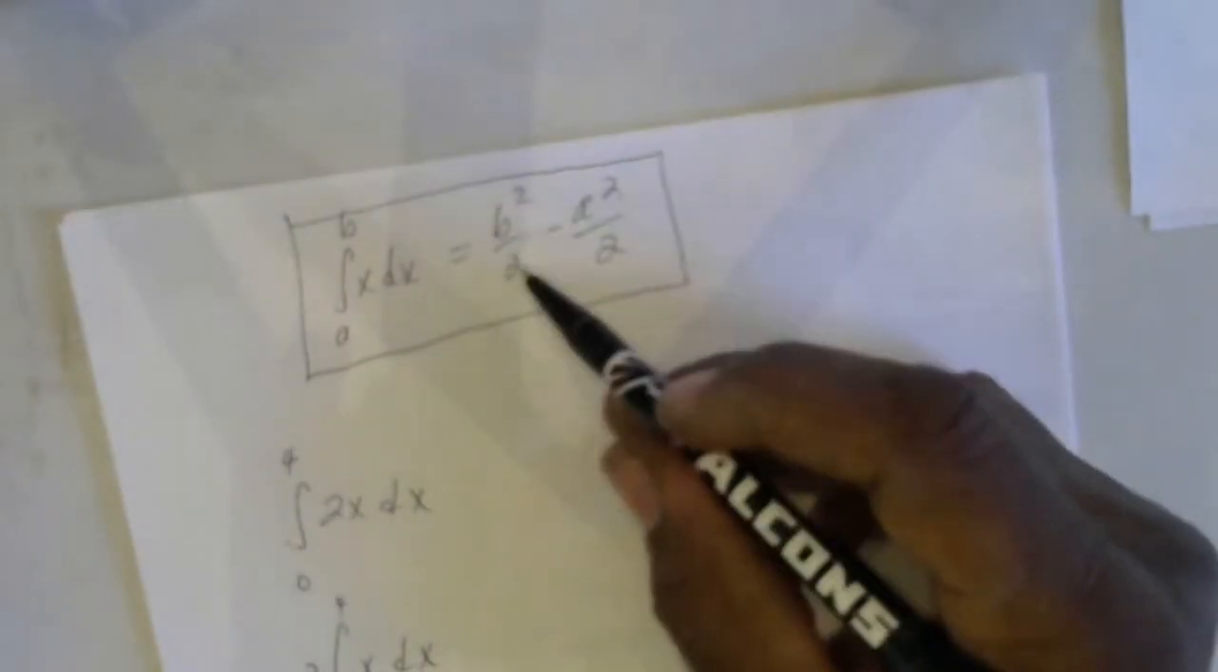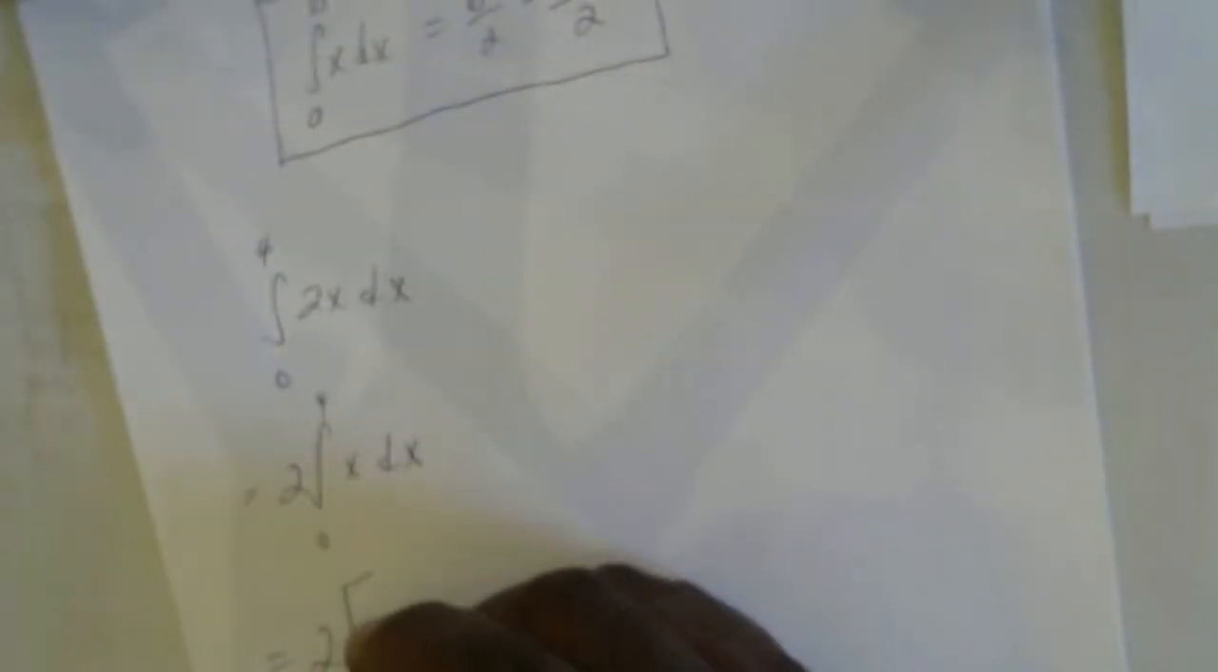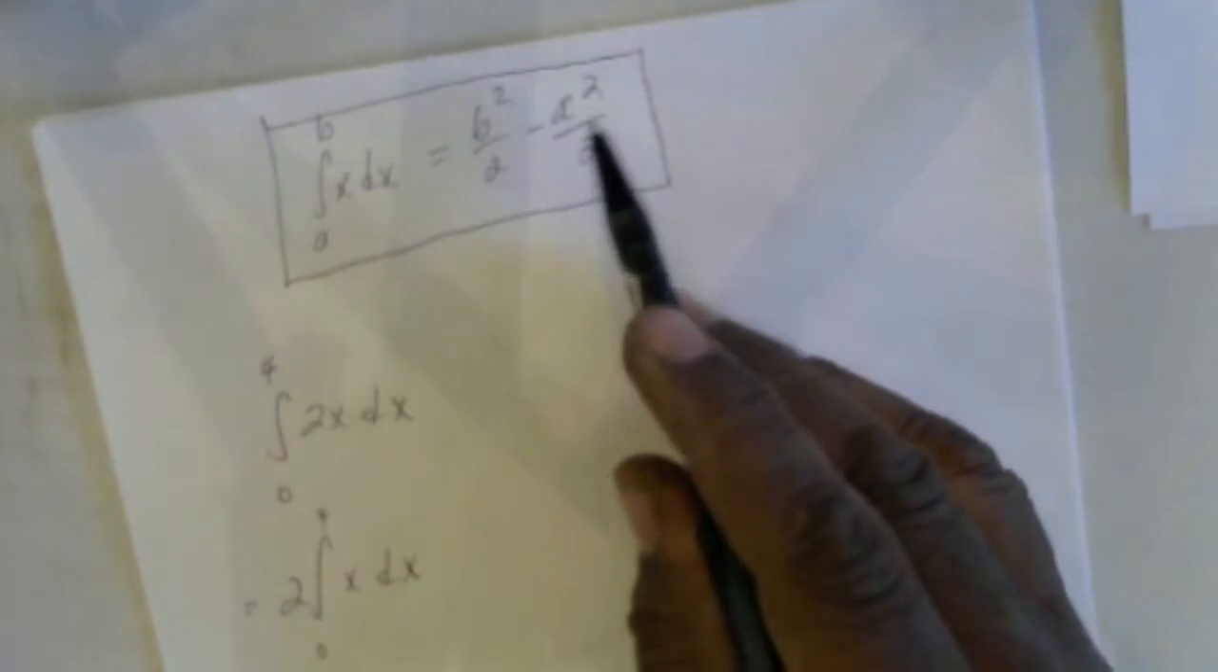And now I'm going to use the formula. Remember that we still have 2 on the outside. The formula said it's b squared divided by 2. So b is 4, so we have 4 squared divided by 2 minus a squared divided by 2. So a is 0.